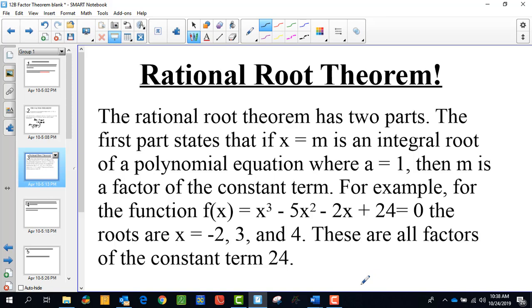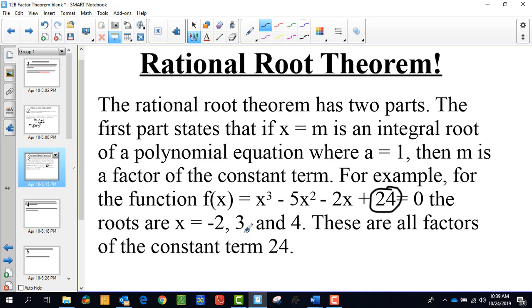The first part is that if x equals m, in other words, x is equal to some number, and that number is an integral root of the polynomial, then it has to be a factor of the constant term. So if you look at a polynomial like this, you look at that number right there, that's the constant term, it has no x's in it. The factors of 24 are the possible roots. So in this equation, the roots that actually work are minus 2, 3, and 4. And you'll notice that all of those are factors of 24.